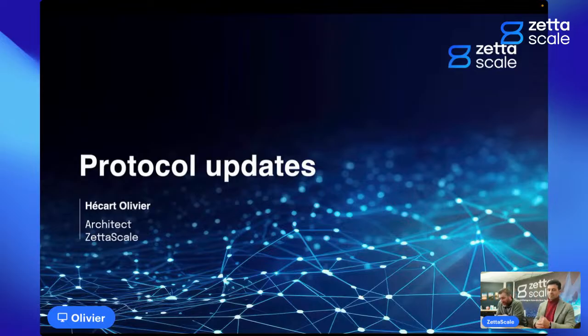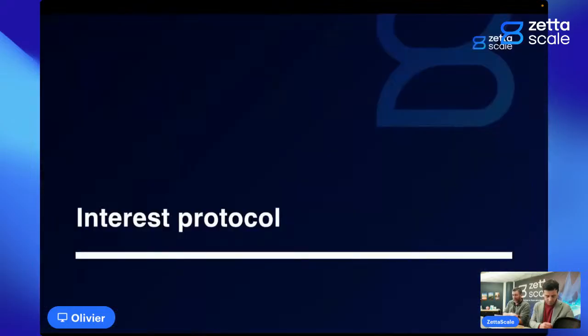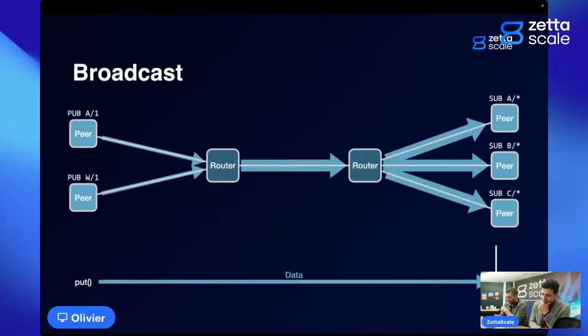I will present some protocol improvements that we introduced in Zenoh in the last months. The first improvement is the interest protocol, which was introduced in Zenoh version 1.0 and which greatly improves Zenoh scalability. Before getting into the details, let's step back a bit and speak about many-to-many communications in general.